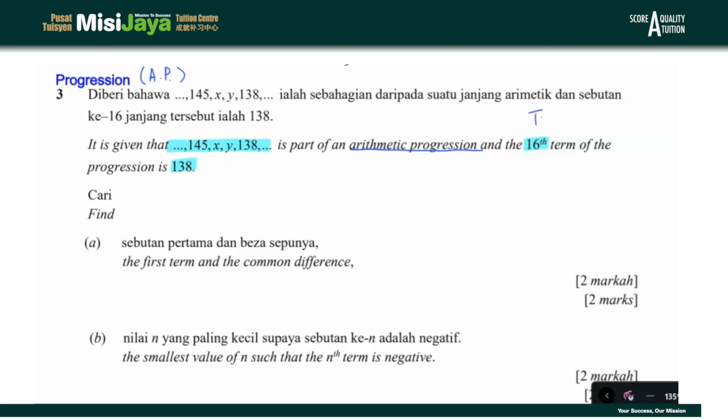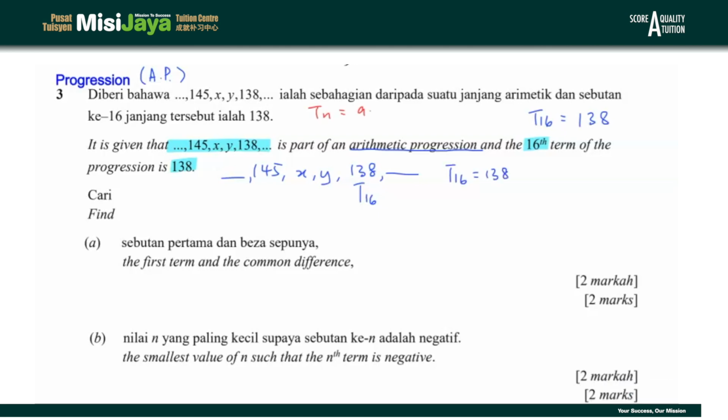Which means that T16 is equal to 138. And then they give you the sequence: empty, 145, and then X, Y, and then 138, and then another empty space. Now this 138, they say that is T16. So T16 is equal to 138. The formula for Tn is Tn equals A plus n minus 1 D, correct? So we can use this formula to get our T16. So T16 is A plus 15D, because 16 minus 1 is 15. A plus 15D equals 138.